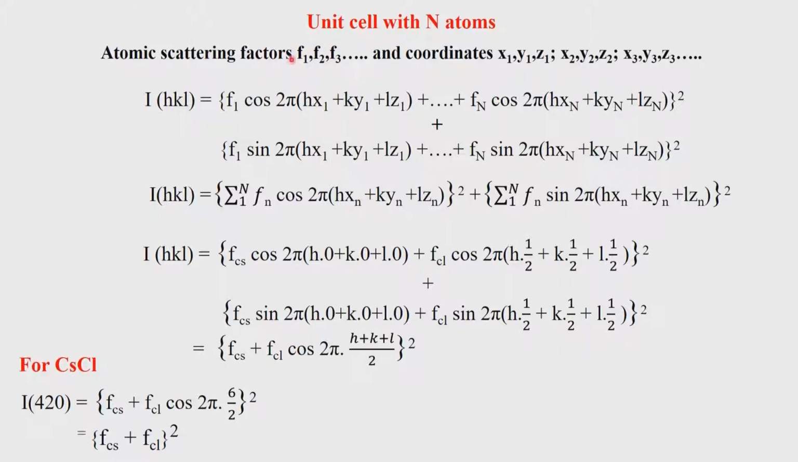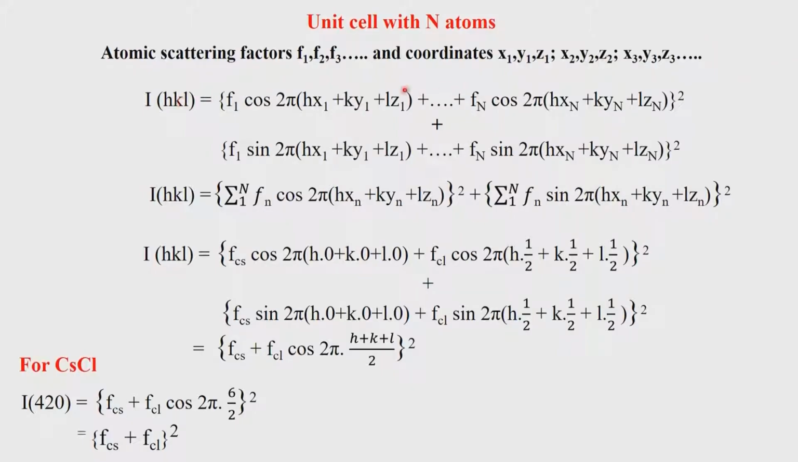So, the atomic scattering factors are F1, F2, F3 and so on, and the coordinates are x1, y1, z1, x2, y2, z2, x3, y3, z3 and so on. So, if there are n atoms, we have Fn corresponding to the atomic scattering factor of the nth atom, and xn, yn, zn as the coordinates. Then we write the expression for I of HKL.